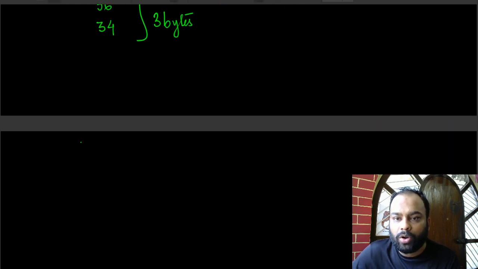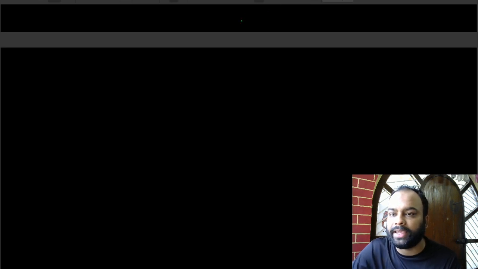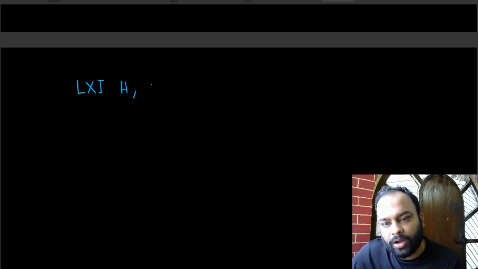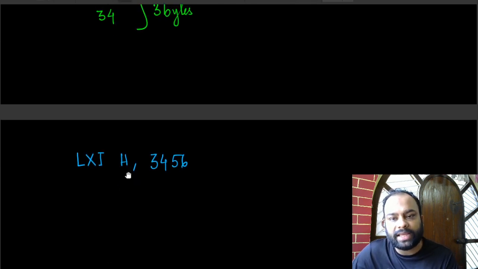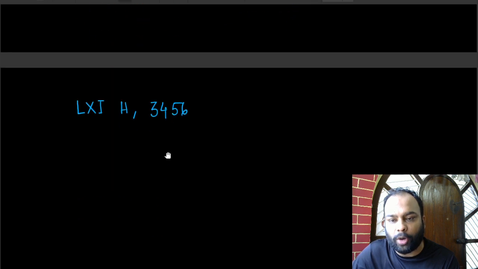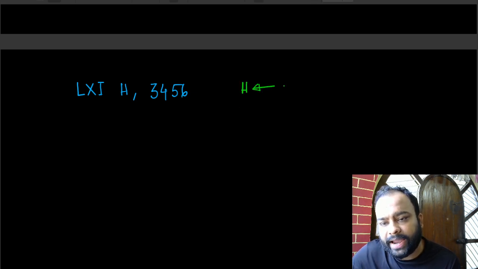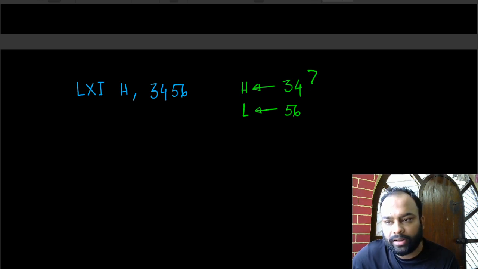But now there is a special thing here. If I do the same thing with the HL pair, if I say LXI H comma 3 4 5 6, then of course the same thing will happen. The H register will get 3 4 and the L register will get 5 6. So this is going to happen, right?